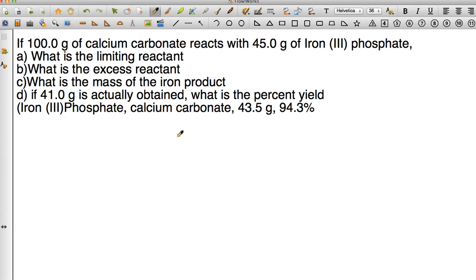on this question. First of all, you must write out the equation. And so when we're looking at a problem like this, it's telling us that we have calcium carbonate.